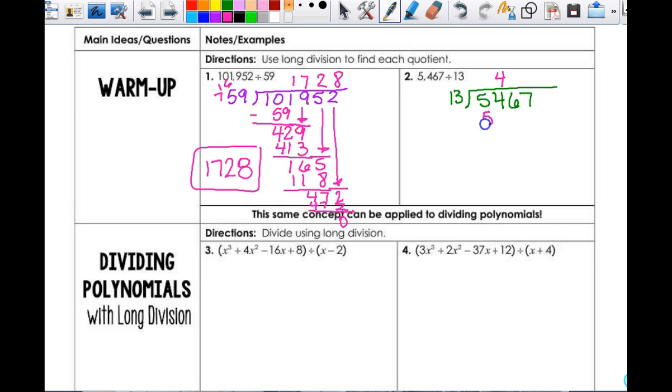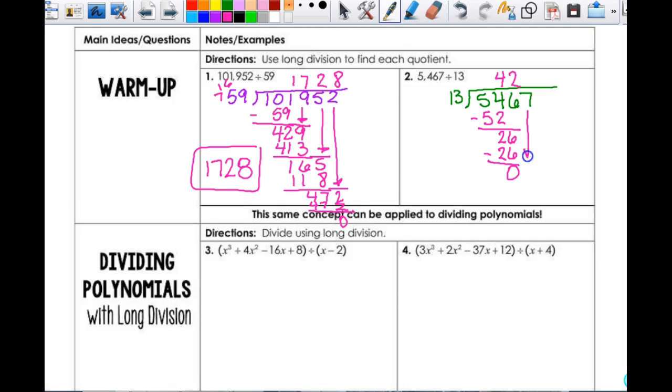So you get 52. So then I subtract, and I get 26. So 13 goes into 26 how many times? Twice. So then 2 times 13 is 26. And I subtract, and I get 0. Okay, and bring down my 7.